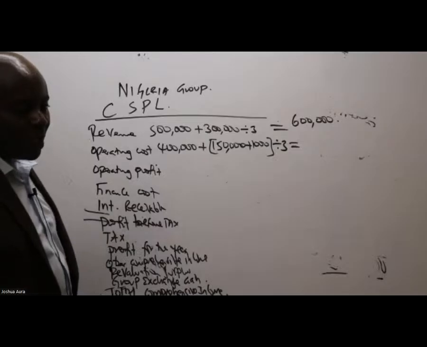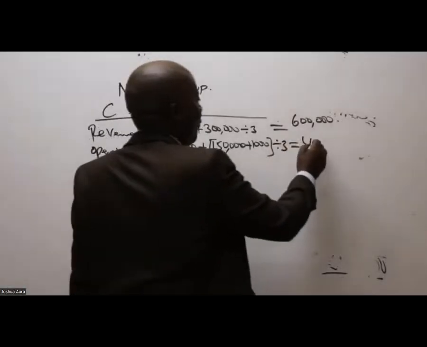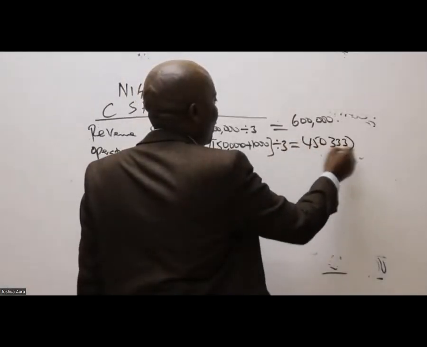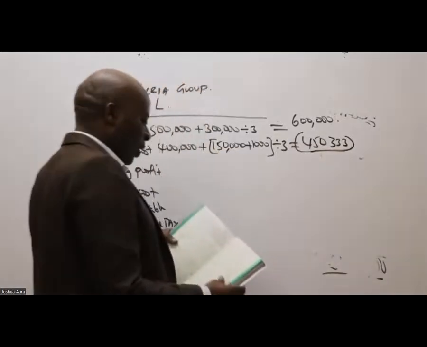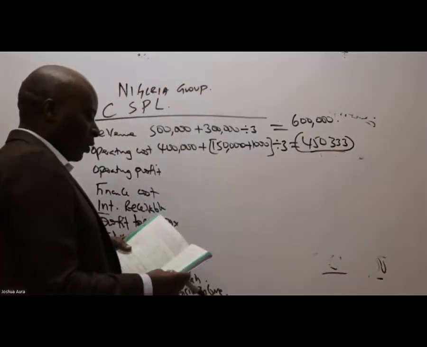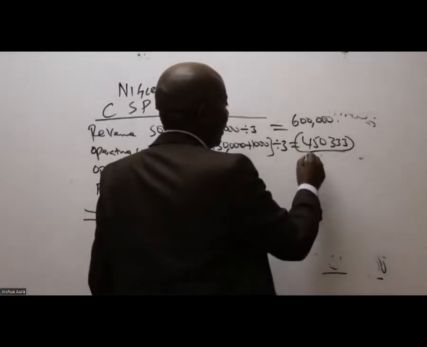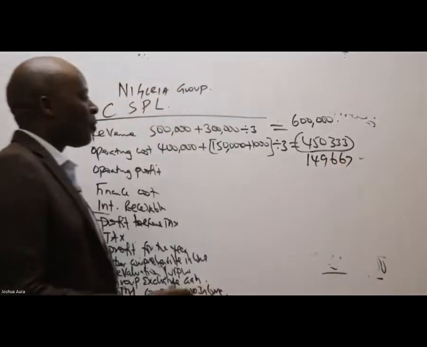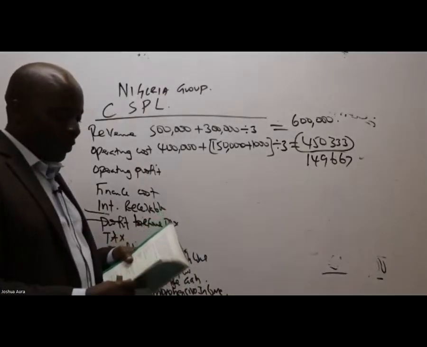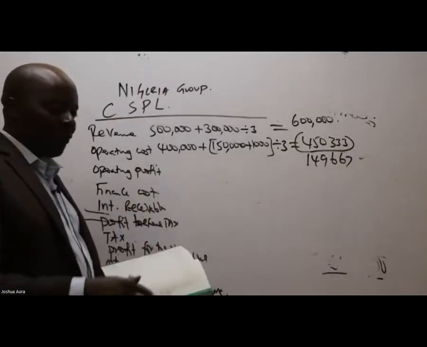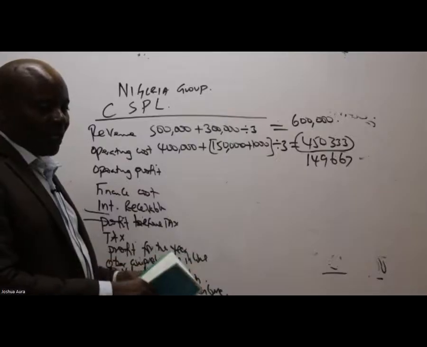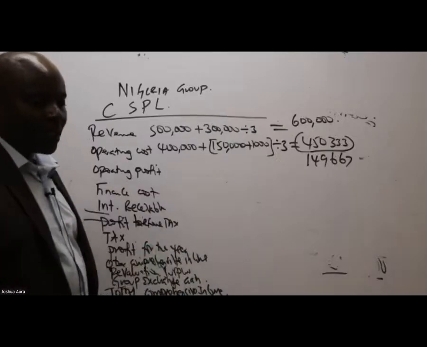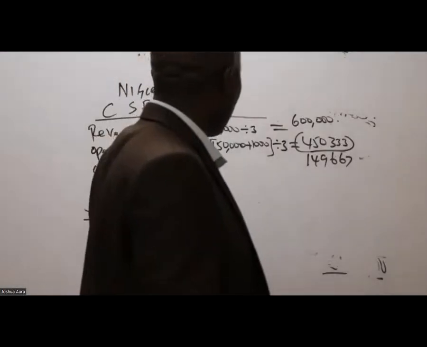You have 450,333. If you subtract here, we shall be able to get our operating profit of 149,667. Will you kindly confirm this operating profit? 149,667. Yes. So from there we go to the finance cost.